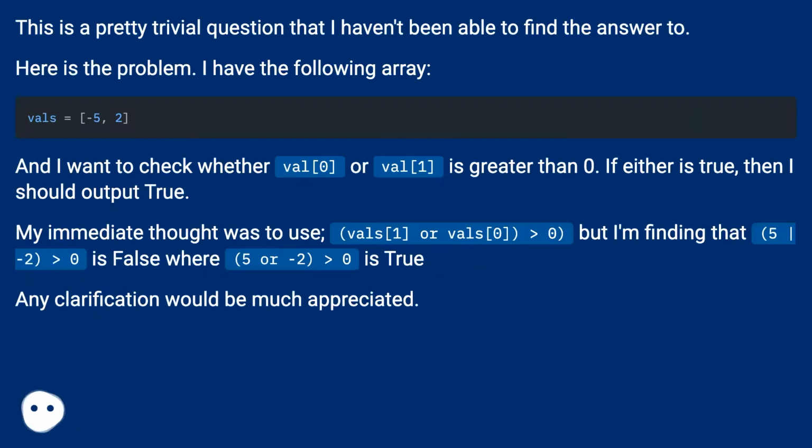Here is the problem. I have the following array, and I want to check whether vals[0] or vals[1] is greater than 0. If either is true, then I should output true. My immediate thought was to use vals[1] | vals[0] > 0, but I'm finding that (5 | -2) > 0 is false where 5 or -2 > 0 is true. Any clarification would be much appreciated.